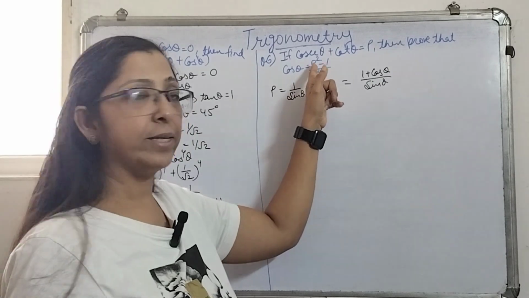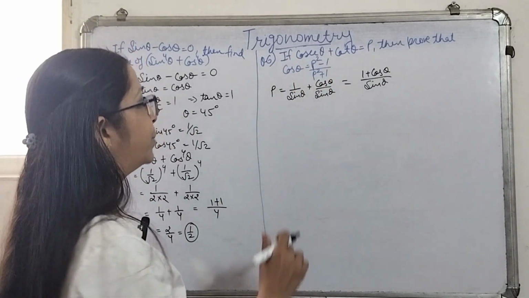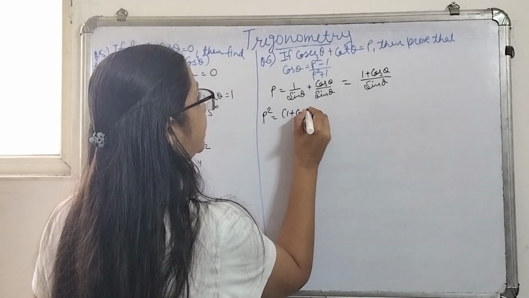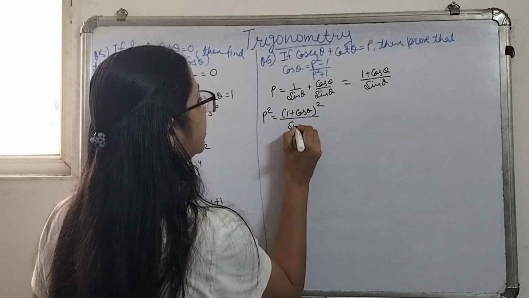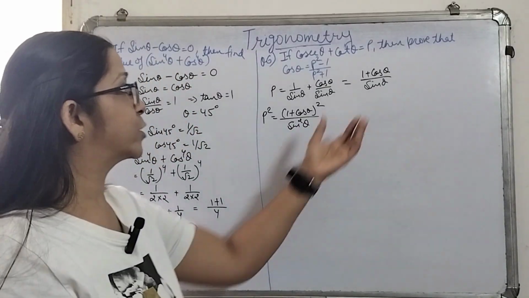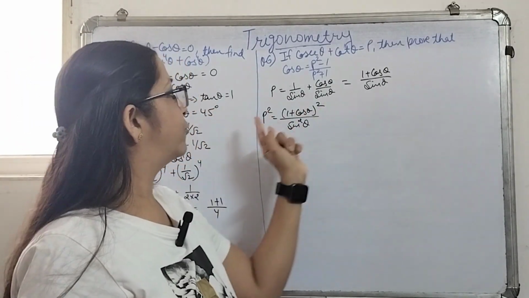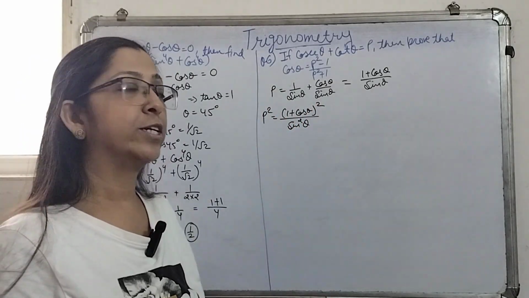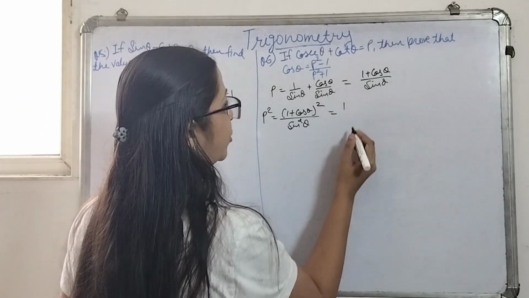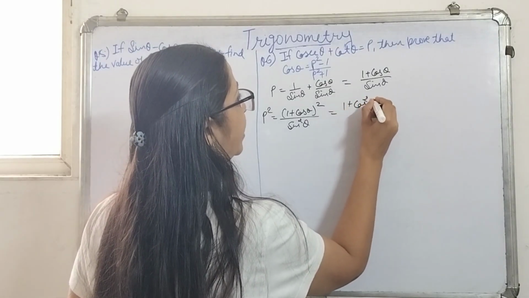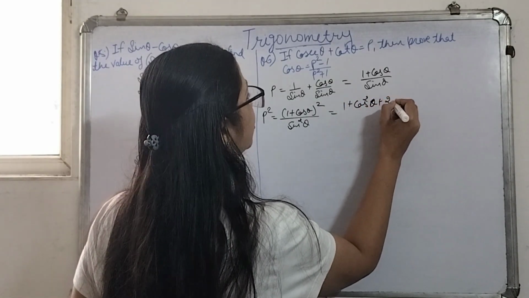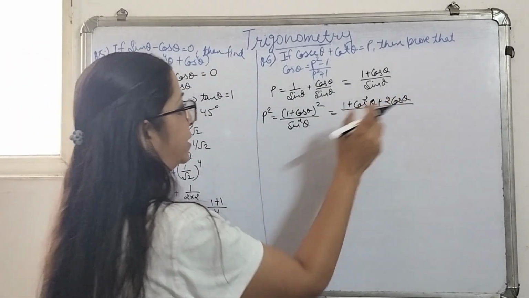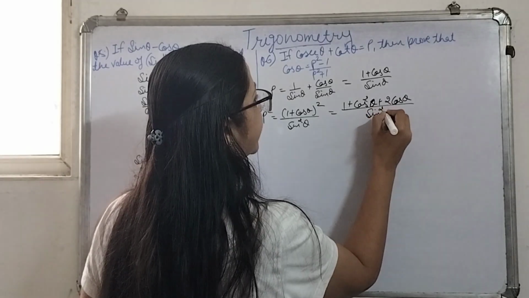So p is (1 plus cos theta) over sin theta. Over here p square is required, so we will be finding the value of p square. p square will be (1 plus cos theta) whole square upon sin square theta. We have squared the value of p. Now it is (a plus b) whole square, so the expansion will be a square plus b square plus 2ab. a is 1, so it will be 2b, that is 2 cos theta over sin square theta.